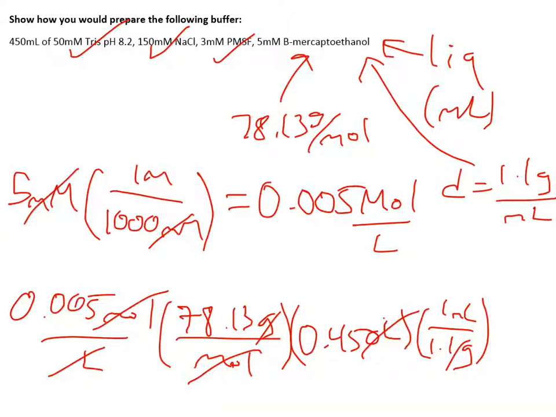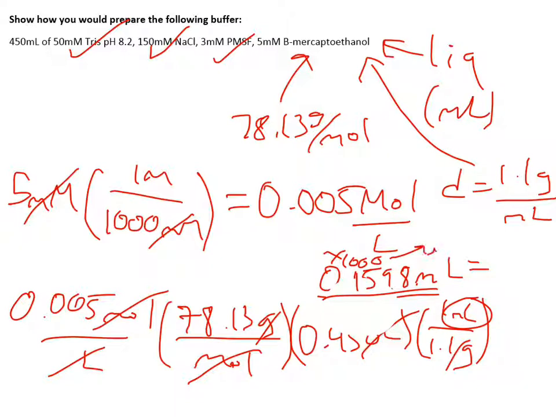So what do we get here? 0.005 times 78.13, that's 0.45 divided by 1.1. We end up with 0.1598, what unit here? Milliliters. So that's where we ended here. Now, I might like to put that into a volume I like, which is microliters, and I'm just going to divide that by 1,000. Oops, I'm going to multiply by 1,000. Sorry, that's my bad. Oh well. Times 1,000 to get to microliters. So 159.8 microliters.